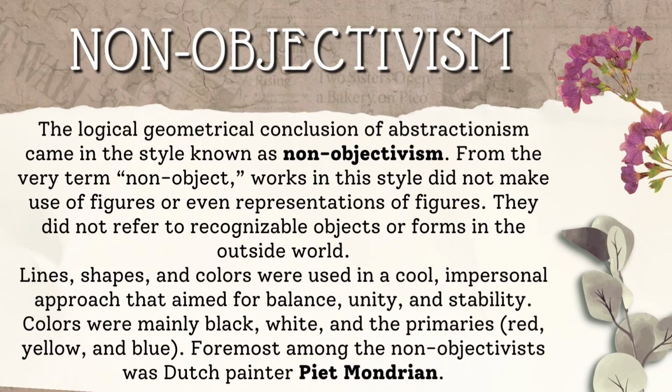The last art style is called non-objectivism. The logical geometrical conclusion of Abstractionism came in the style known as non-objectivism. From the very term non-object, works in this style did not make use of figures or even representations of figures. They did not refer to recognizable objects or forms in the outside world. Lines, shapes, and colors were used in a cool, impersonal approach that aimed for balance, unity, and stability. Colors were mainly black, white, and the primaries red, yellow, and blue. Foremost among the non-objectivists was Dutch painter Piet Mondrian.